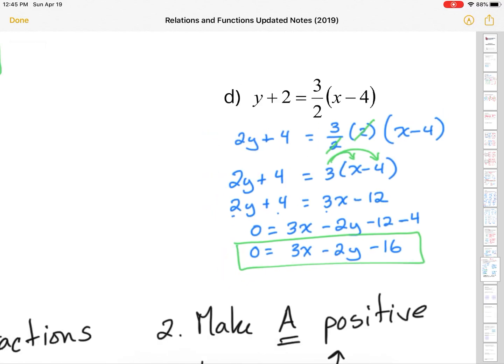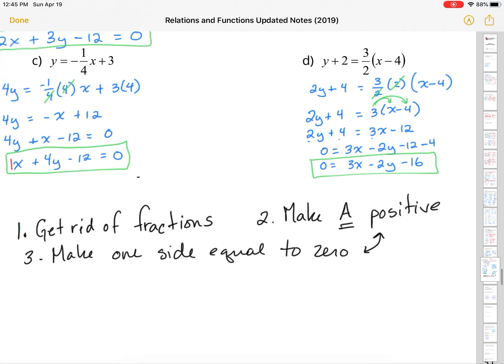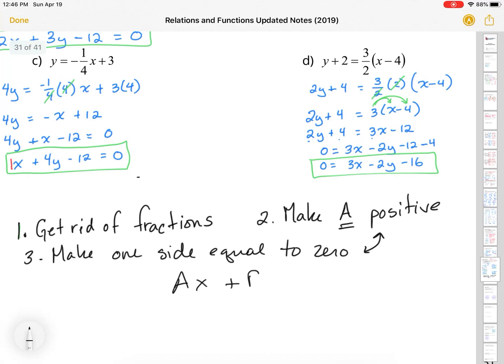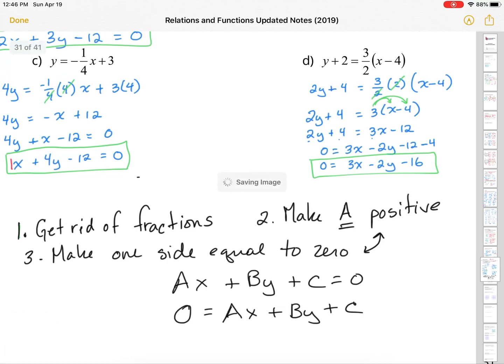So again, those steps are get rid of the fractions, make a positive, and make one side equal to 0. So it's important to remember that we can have ax plus by plus c equals 0, or we can have 0 is equal to ax plus by plus c. They are both different ways of arranging the general form, and they're both correct. Okay? All right, let's take a look at the next page.